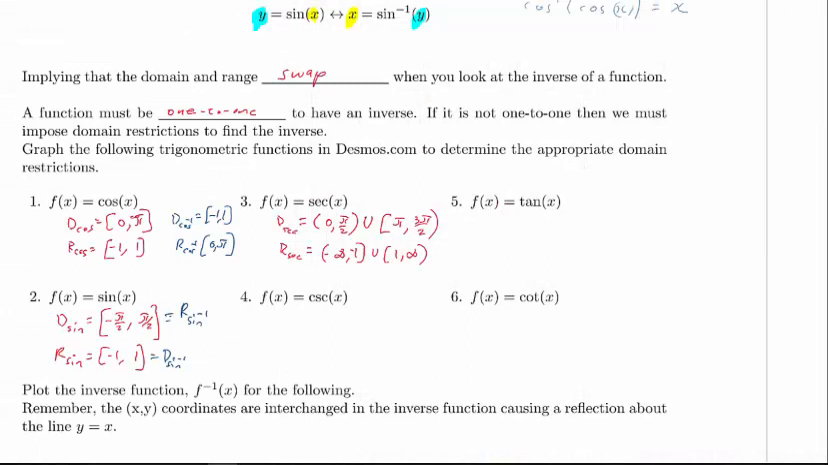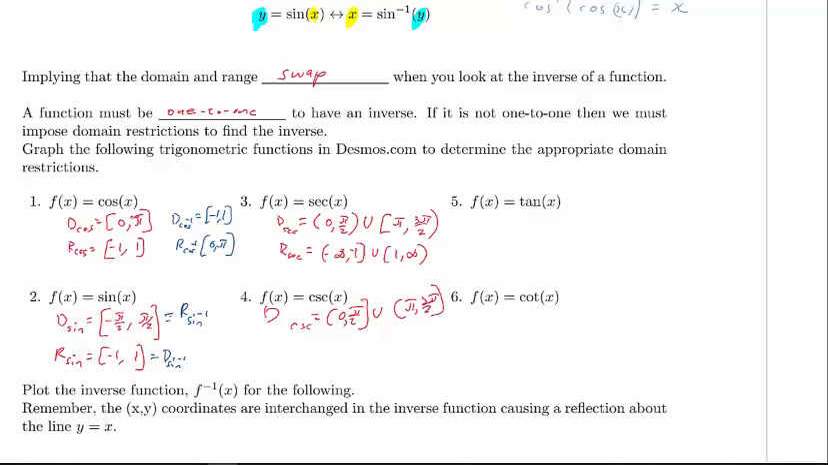Alright, so the domain of the cosecant is now going to be the same as the domain of the secant. So 0 to pi over 2. Only this time, I guess we could include that pi over 2 point, and then we go from pi to 3 pi over 2. Alright.